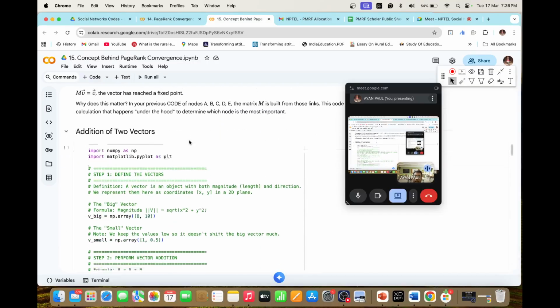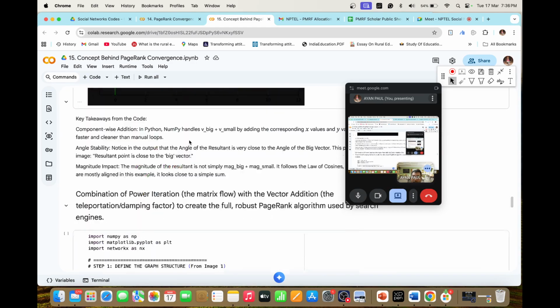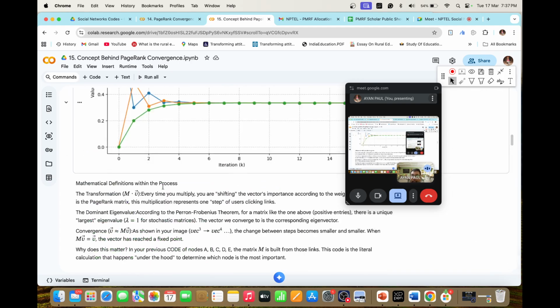Now this is the addition of two vectors code. What we are getting: the big vector has this magnitude and this angle, the small vector has this magnitude, and the resultant has this magnitude and this angle. So the shift in angle is only 1.94 degrees relative to the big vector. The resultant will always prefer the big vector over the small vector. So this is addition of vectors.